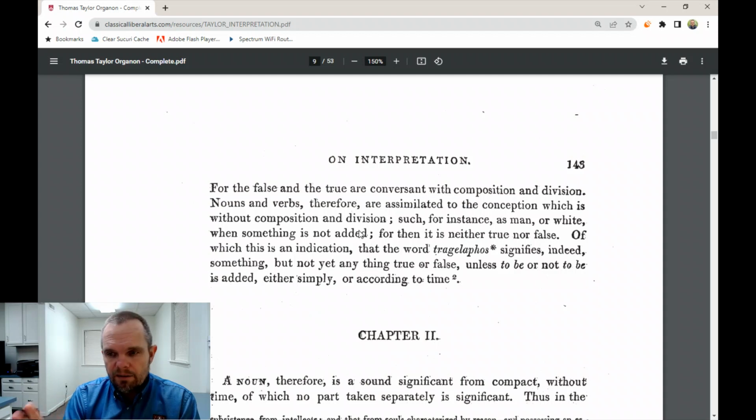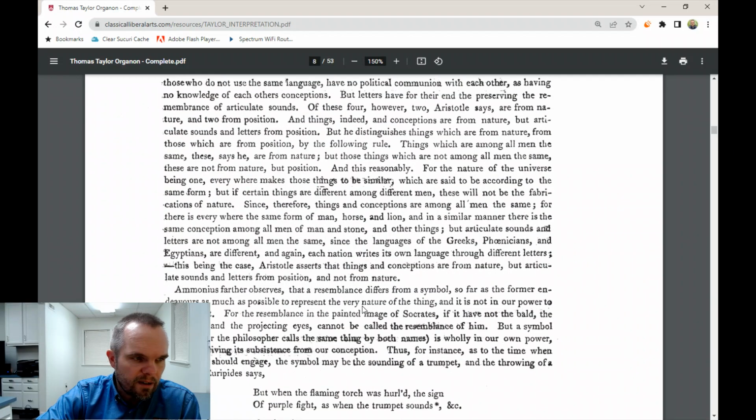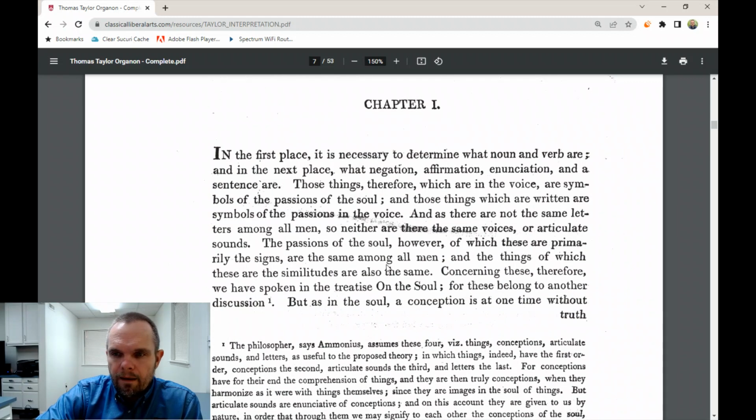Now, I spent a lot of time talking about each point that we looked at. So let's take a minute and just go back over the whole chapter so we can remember what this is about. This is an introduction, and again, forgive me as I scroll through this a little bit. We saw right up front that Aristotle gave us an outline that we're going to pursue in this work on interpretation. He says, in the first place, it's necessary to determine what noun and verb are. In the next place, what negation, affirmation, enunciation, and a sentence are. So he gives us an outline of this work.